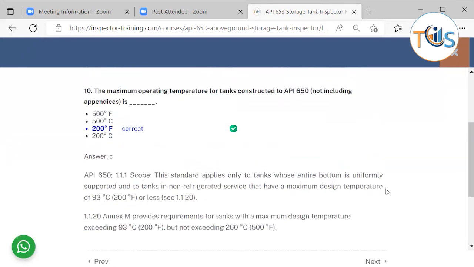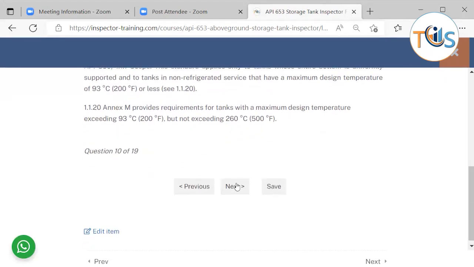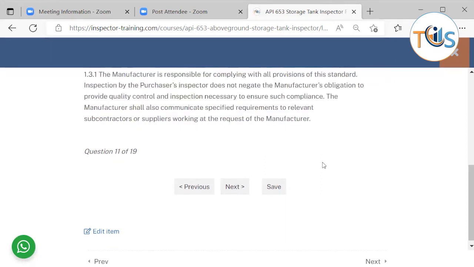The maximum operating temperature for tanks constructed to API 650, not including appendices here, it says, should be 200 degrees Fahrenheit or 93 degrees centigrade. If it is more than 200 degrees Fahrenheit, up to 500 degrees Fahrenheit or 260 degrees centigrade, then Annex M would be applicable. The other version of the question would be when Annex M is applicable, and they would give the range of temperature.